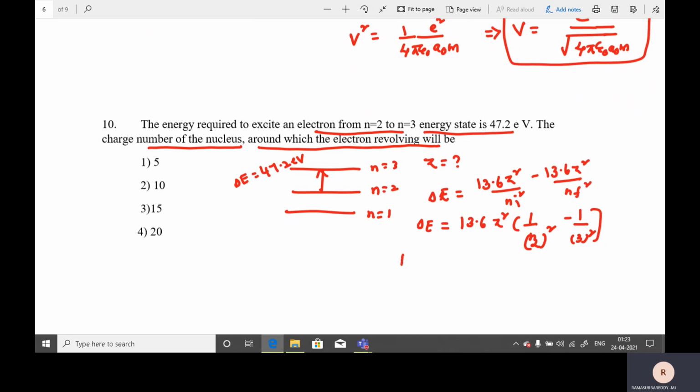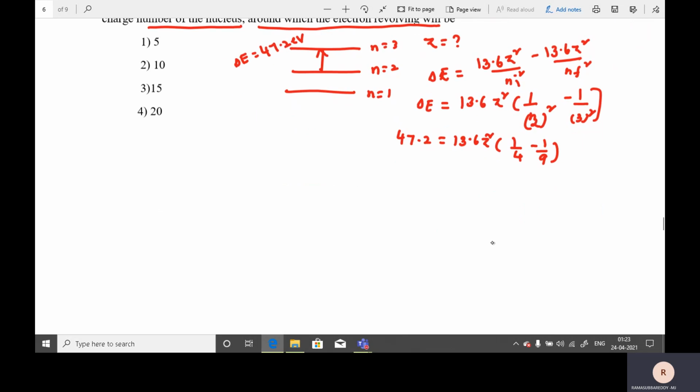Then delta E we know is 47.2, equal to 13.6 Z square times 1 by 4 minus 1 by 9. Now if you take the LCM, 47.2 divided by 13.6 is equal to Z square times, how much will we get? 9 minus 4 is 5, so 5 by 36.